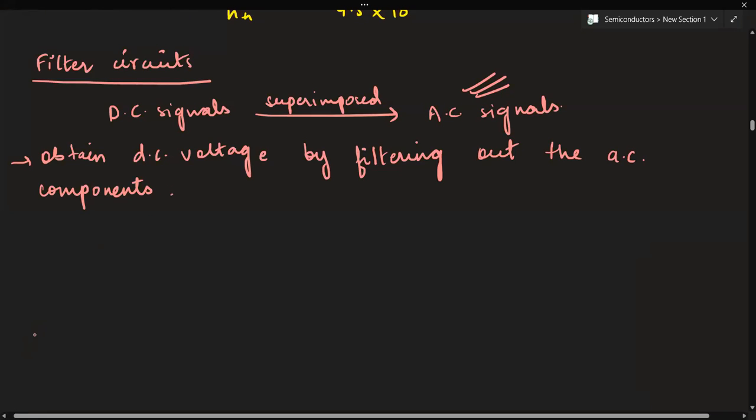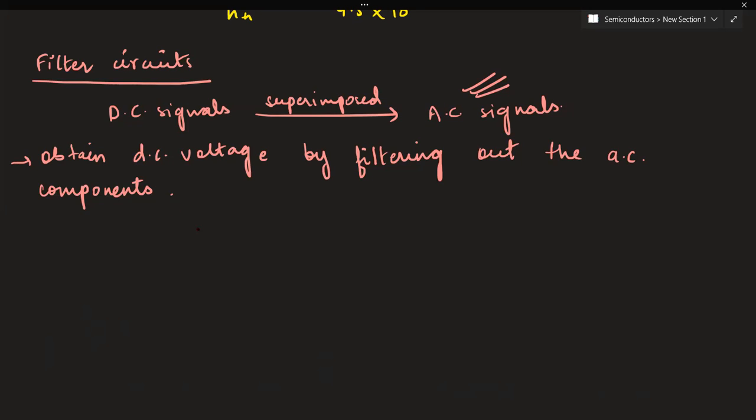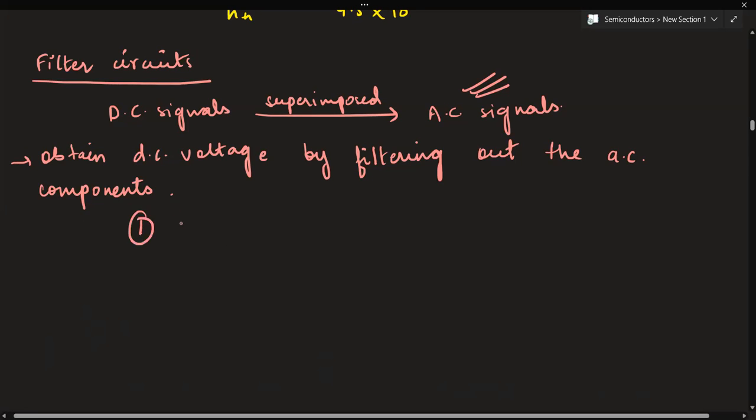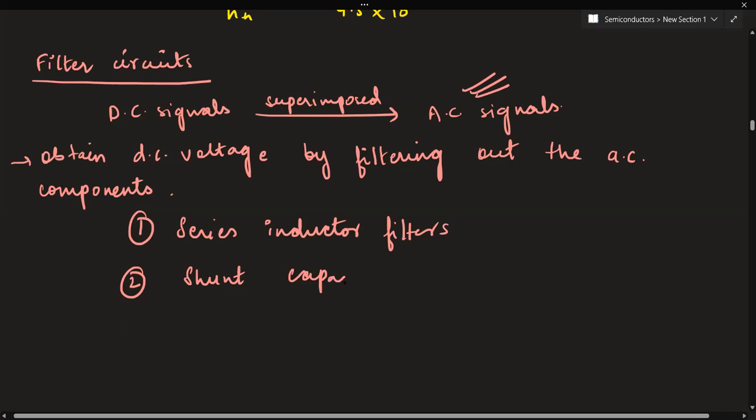Filtering out the AC components. Here we have majorly two kinds of filter circuits, and these devices are called filter circuits. These circuits help in obtaining DC voltage by filtering out or eliminating the AC signal components. One that we have is the series inductor filter, and the other one is the shunt capacitor filter. Majorly we have two types of filter circuits.